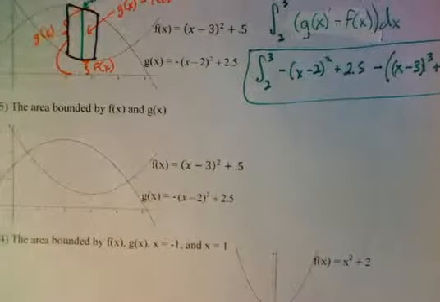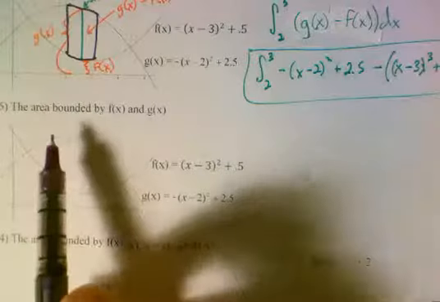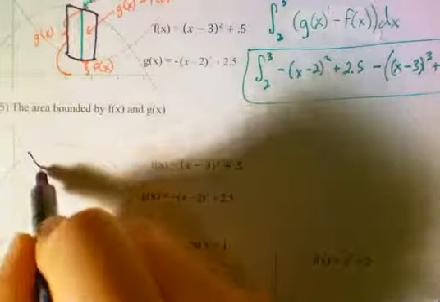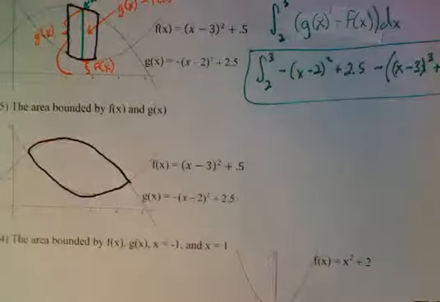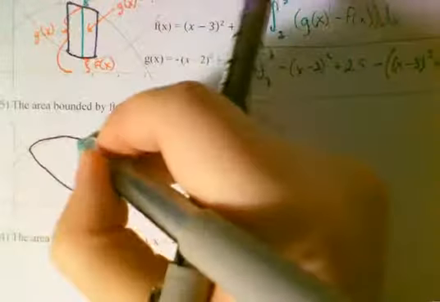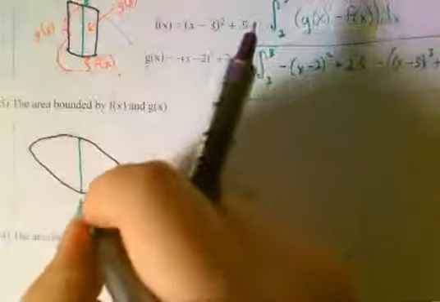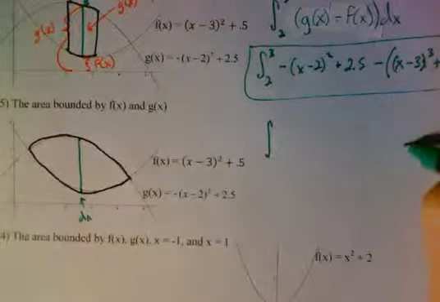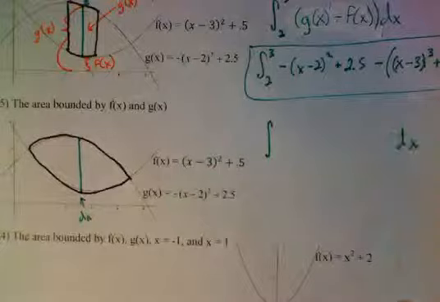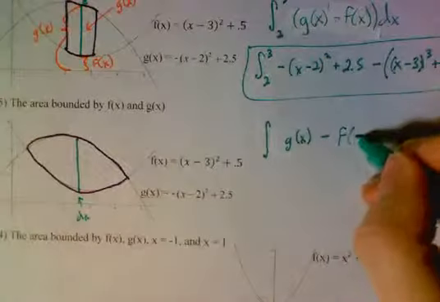So let's look at a similar one. This just says the area bounded by f of x and g of x. So it's not telling us to start at a particular number. It's just saying this whole thing, f of x, g of x. And we still have our same little representative rectangle. And it's still got the same dx. So we're still going to have our integral in terms of dx. And we've still got our top function, which is g of x. And then subtract our bottom function, which is f of x.